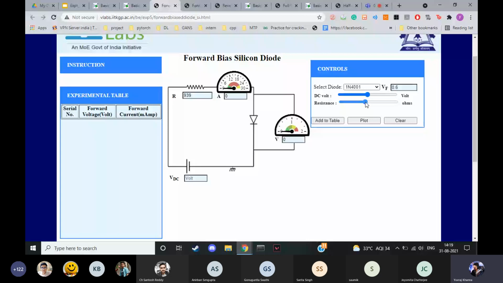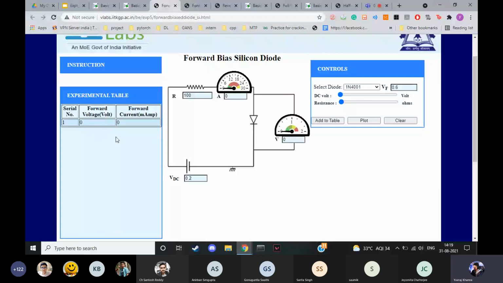So first, what we have to do is select the diode voltage to 0.2. We will be moving the voltage from 0.2 to 5 volts. Let's add it to the table one by one. So first we will select this point. Here, as you can see, the forward current and the forward voltage is 0, then we'll increase it a bit.